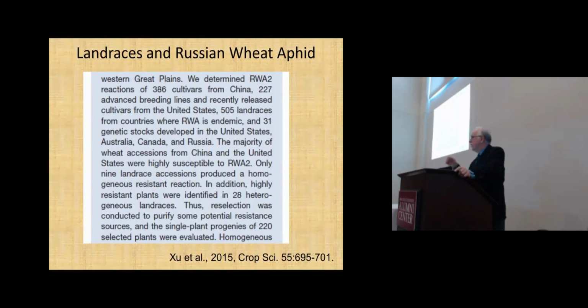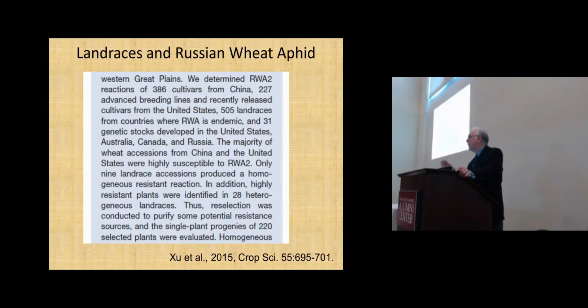Russian wheat aphid 2 is a new virulent biotype. Very few genes for resistance. They screened cultivars from China, advanced breeding lines, 505 landraces, 31 genetic stocks. The cultivars from China, the elite lines from North America, all susceptible. They found 9 landraces which were uniformly resistant, and they found 28 other landraces which were heterogeneous.